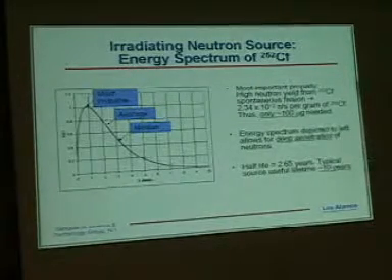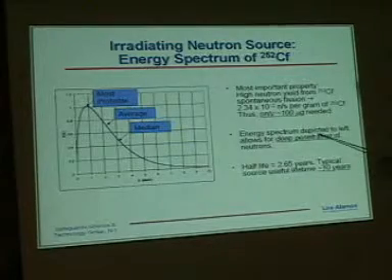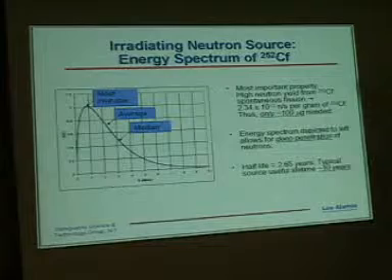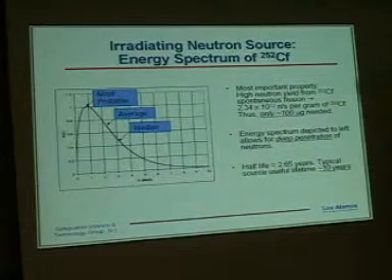This energy spectrum gets you, in general, deep penetration. One of the disadvantages of californium is you have this 2.6-year half-life. So when you're ordering a shuffler, you don't want to be replacing the source that frequently.